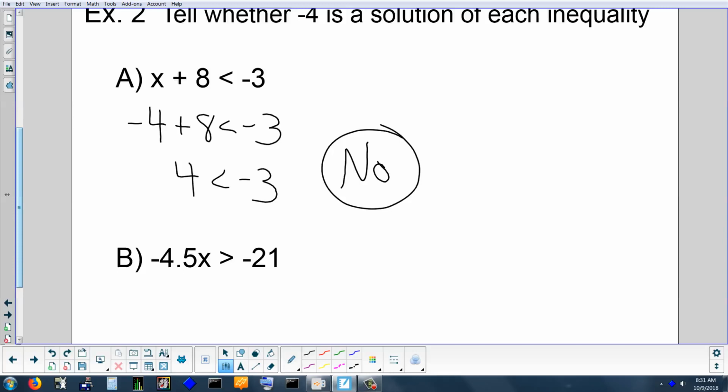-4.5 times -4. What's something I could use to show multiply, besides the dot? I can show that the two numbers are multiplied with parentheses, right? And I want to put -4 in parentheses. No more x. Everything else I didn't use, I'm just going to bring down.